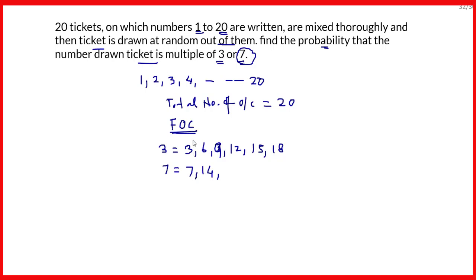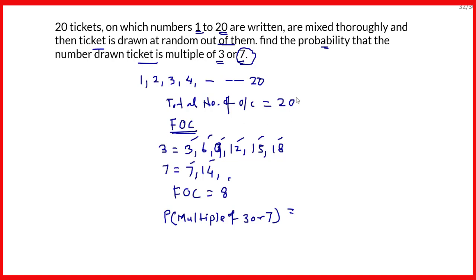So what will be the total favorable numbers? 1, 2, 3, 4, 5, 6, 7 and 8, and therefore the favorable outcomes are equal to 8. And since the favorable outcomes are 8, we can find the probability of getting a multiple of 3 or 7.